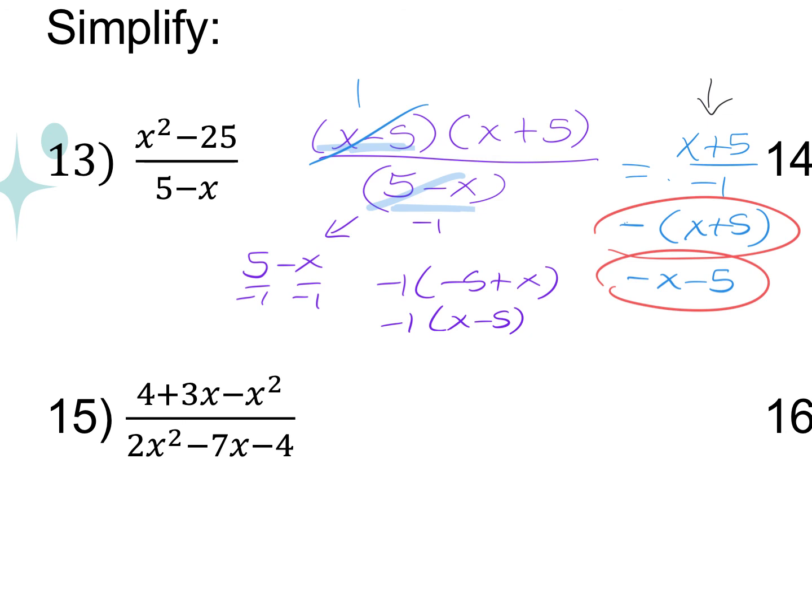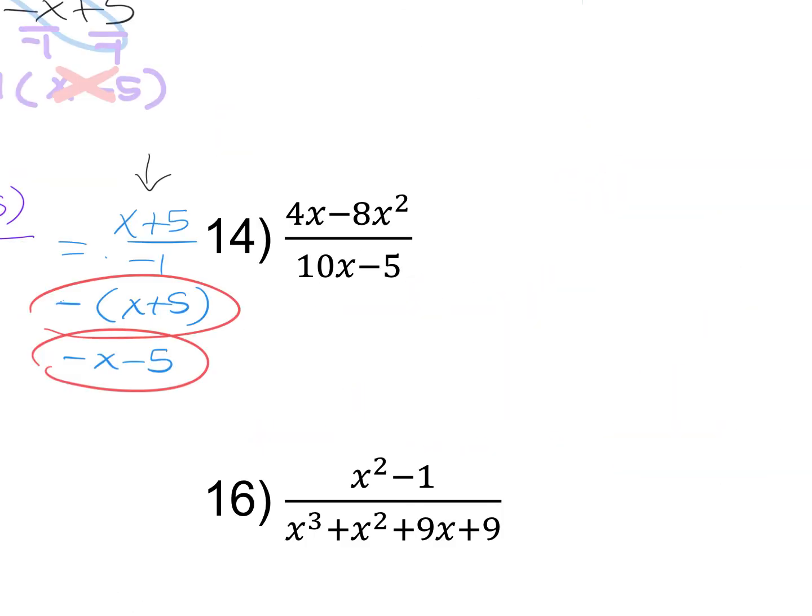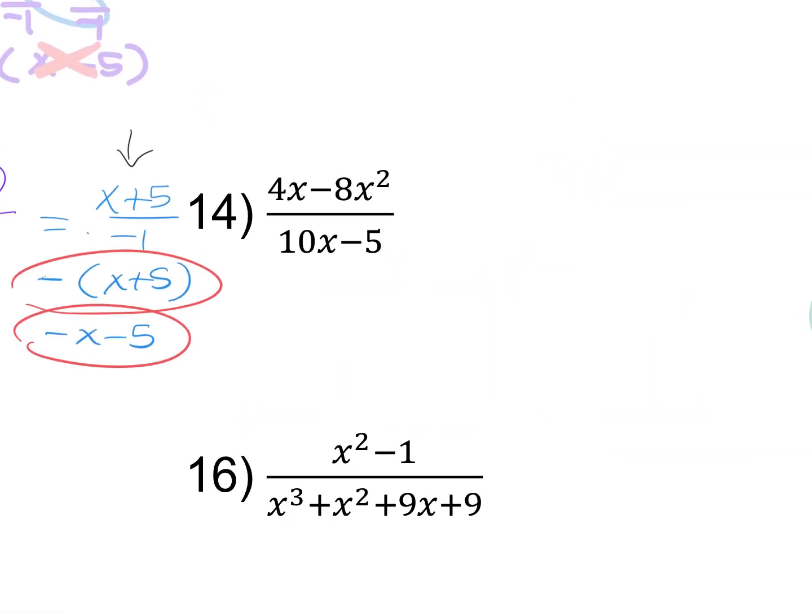14, I need to factor out a GCF. So for 14, I'm going to pull a greatest common factor out. Now, at first glance, you're going to think it probably needs to be positive, so I'm going to just do a +4. You could also do a -4 so it matches. But if I pull a +4x out, I'm left with 1 minus 2x.